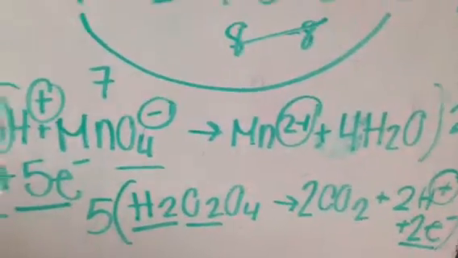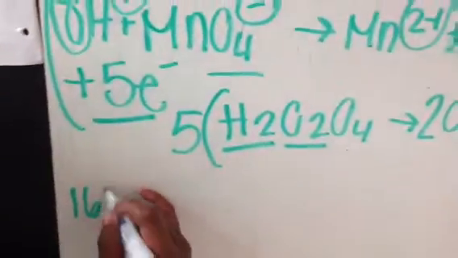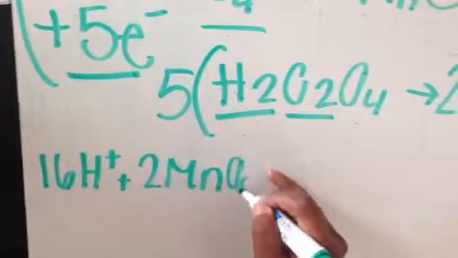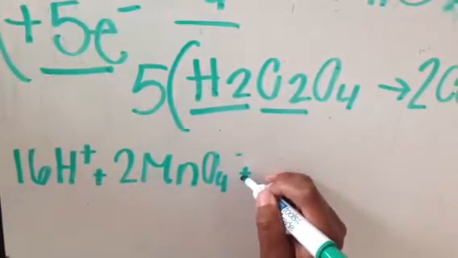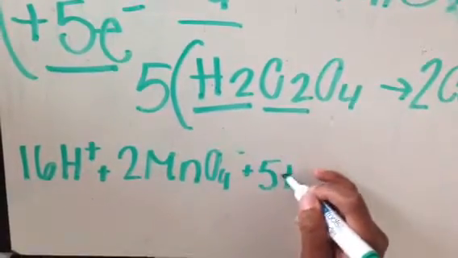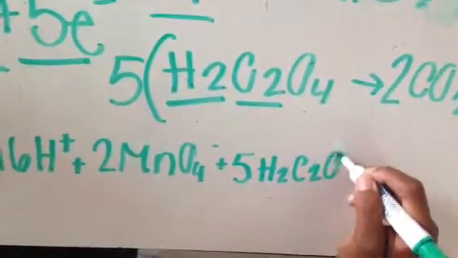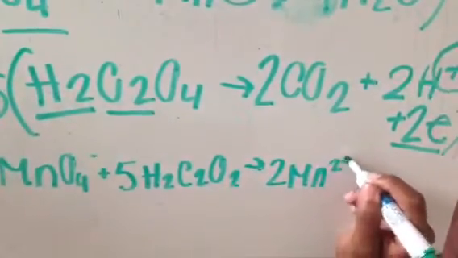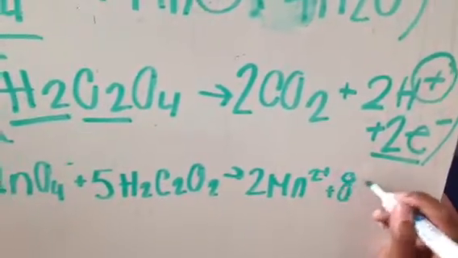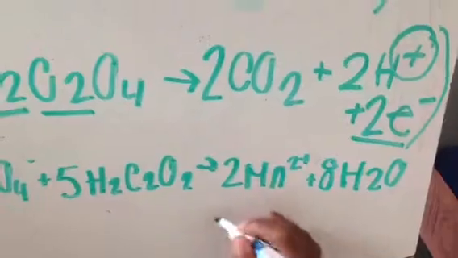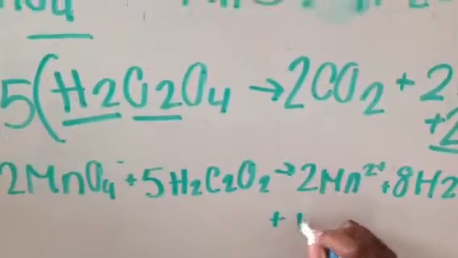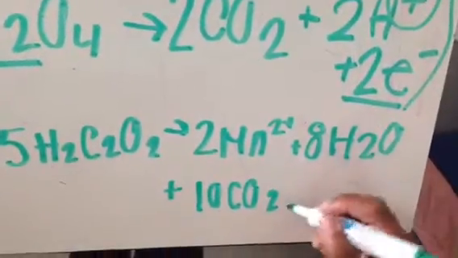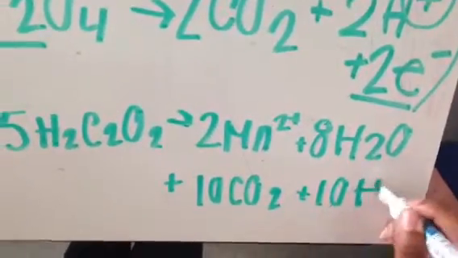And then after we do that, we'll have 16 H plus, 2 MnO4 minus, plus 5 H2C2O4, giving 2 Mn2 plus, 8 H2O, oh, it's getting a little crowded, plus 10 CO2, and plus 10 H plus.